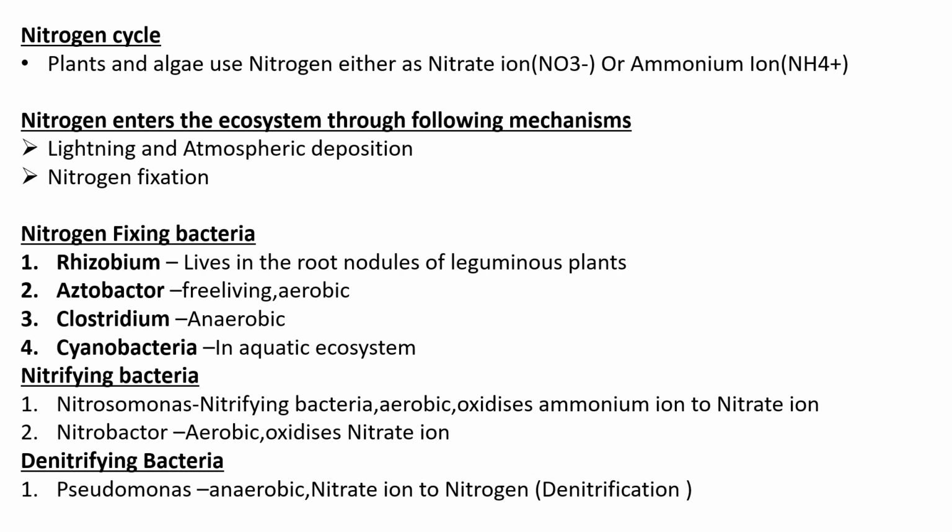The second process is something called nitrogen fixation. Nitrogen fixation is carried out by bacteria such as Rhizobium, Azotobacter, and Clostridium. For example, the bacterium Rhizobium lives in the root nodules of leguminous plants like pea plants. It converts the nitrogen into a usable form for the plants. When these plants die, the nitrogen goes into the soil through organic matter.